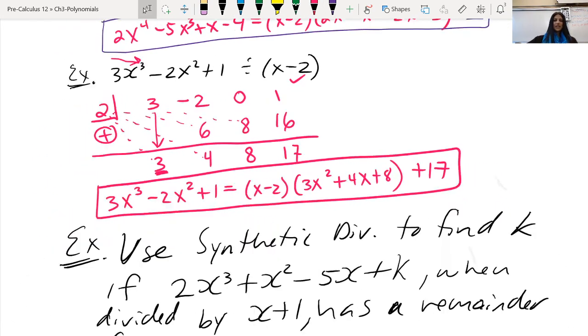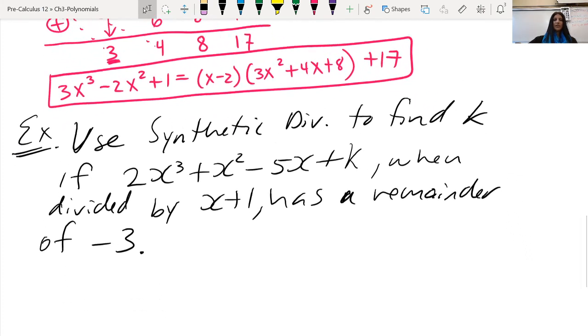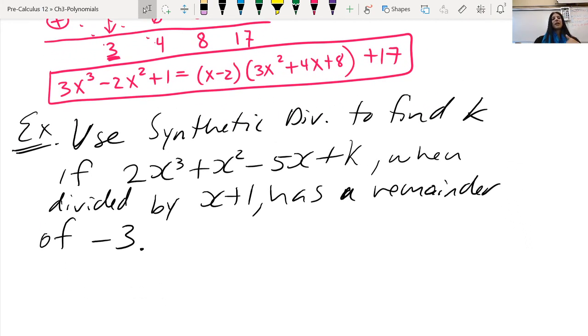Okay, one last example to show you an application of what this might look like. But again, what I would like is for you to try this on your own. So hit pause, try this question on your own, and then when you are ready, play the video again to have a look at the solution.